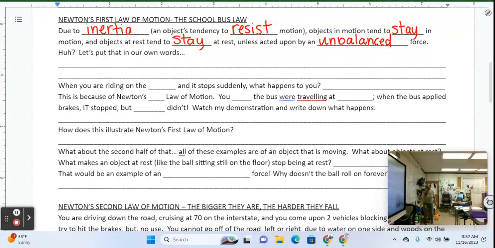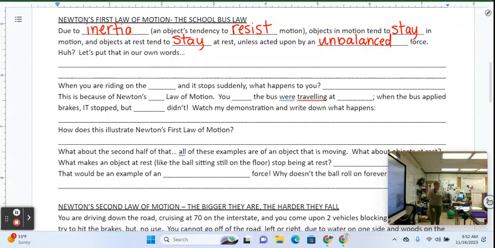This ball is just sitting there at rest, and it will tend to stay at rest unless I do what? Act upon it with an unbalanced force, a push or a pull. So if I kick it, that's an unbalanced force. That makes it move, and it's not going to stop until all of that force is expended or it hits another object.